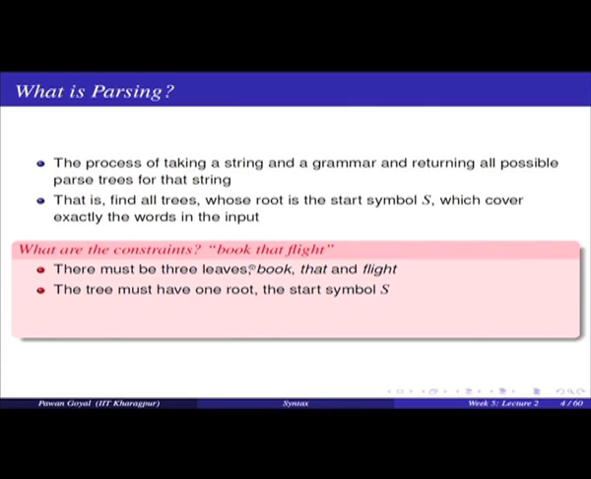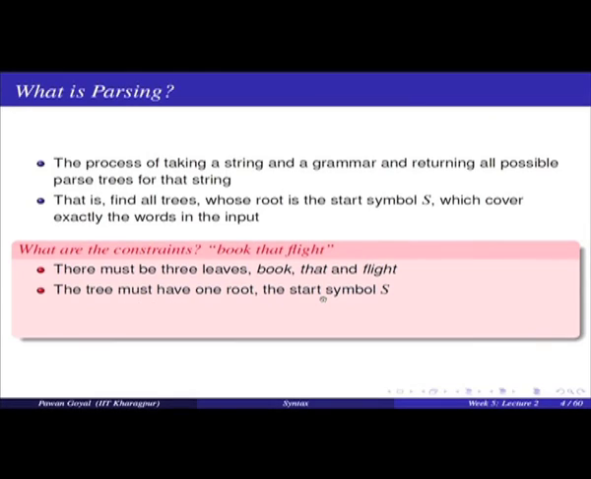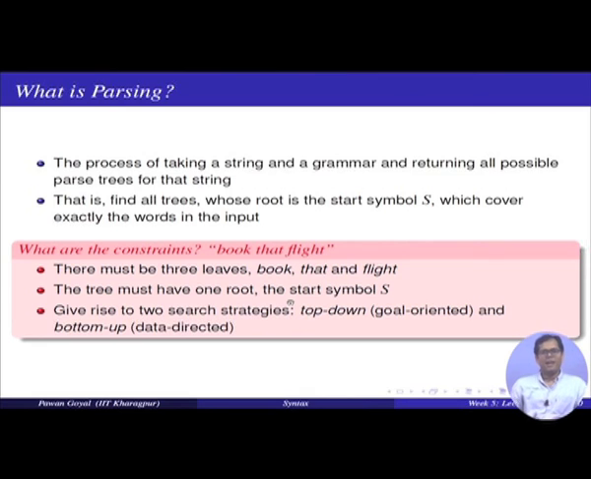Now what are the constraints on which I have to do the parsing? Suppose my sentence is book that flight. In my parse, there should be 3 leaf nodes: book, that, and flight. And I must start at the start node. Then I have to explore all the possible rules such that I come up with a tree starting with S as the root node and book that flight as the only 3 leaf nodes. So the tree must have one root, the start symbol S, and that tells me that I can explore it in at least 2 different ways.